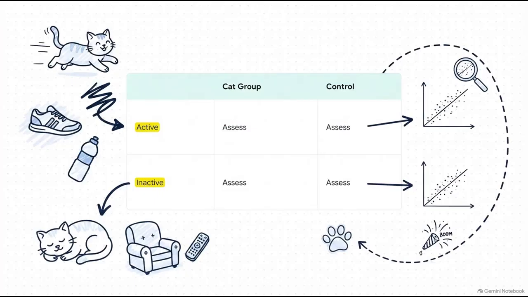If we structure our data, we can literally hold activity constant by looking at each level separately. First, we compare the active people in the cat group to the active people in the control group. Then, we compare the inactive people in the cat group to the inactive people in the control group. If the relationship between loneliness and depression still shows up in both of those separate comparisons, then boom! We've eliminated physical activity as an alternative explanation. We've successfully isolated the true effect of the feline companion.